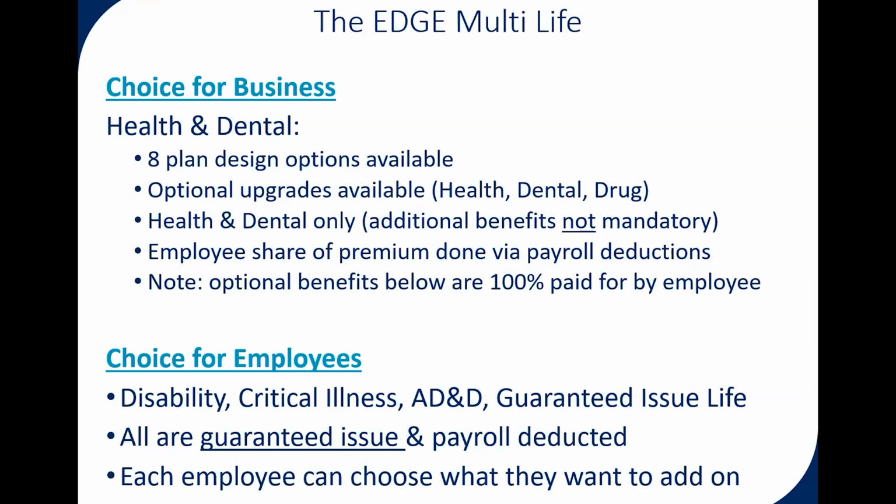Our plans work on a core plus optional upgrade model. So the upgrades are your health, the dental, and the drug. The employer chooses the base plan, and then either 1 or 2 or 3 of them or none of them, he or she chooses a plan for the employees. But as I said, it's just the health and dental that we're doing on a group basis. All the other coverages can be customized beyond that, and payroll deducted through the employer. And that's what small employers are looking for.